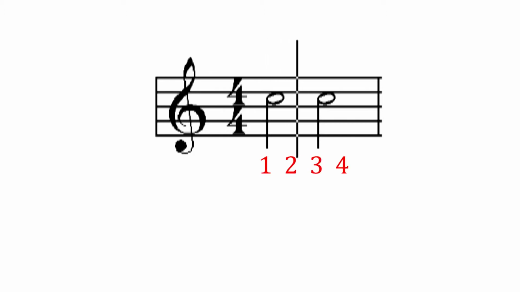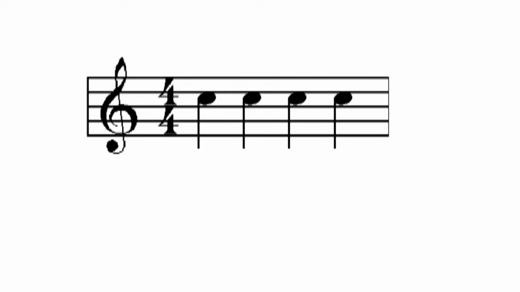1, 2, 3, 4. The next example has 4 crotchets or quarter notes. So each crotchet will last for 1 beat. So each note will be counted. It will sound like this.